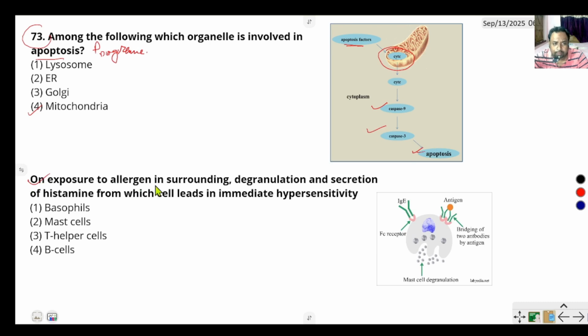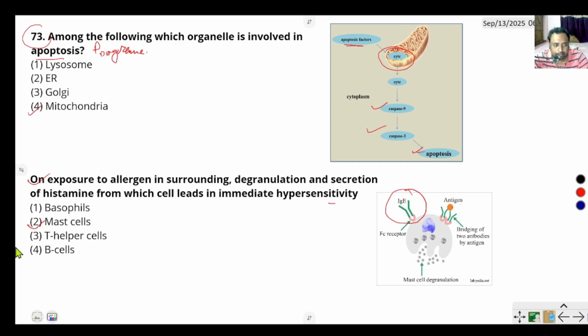On exposure to allergens in the surroundings, degranulation and secretion of histamine from which cell leads to immediate hypersensitivity? That is the mast cell. Okay, mast cell degranulates. This is the mast cell and this is the IgE antibody, and the antigen is attached to the IgE and then degranulation occurs.